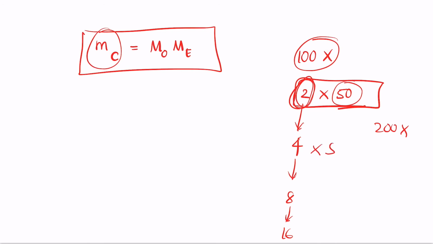So by doing this, we can increase the magnification factor much higher. 4 times 50 becomes 200x. 8 times 50 becomes 400x. 16 times 50 becomes 800x.